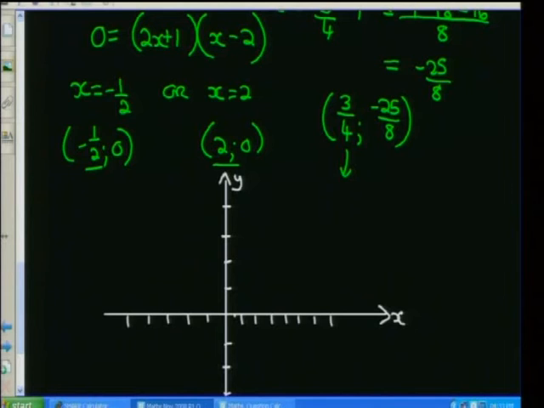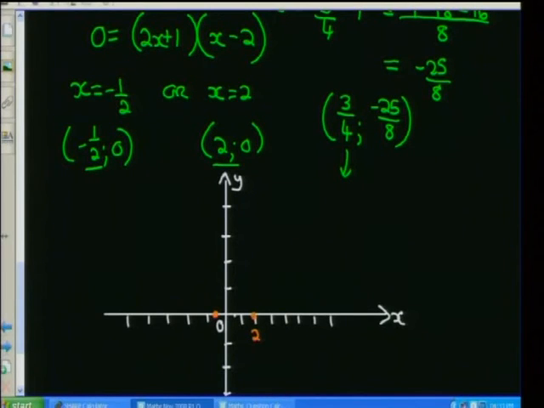For matric marking, I've always found that if they're going to penalize you, they take one question and they penalize you 1 mark for not labeling things correctly. So they won't consistently do that to every question you do on graphs, but it's a good idea to actually look at it. So this is going to be at minus a half. This one is at 2. Okay, and your axis of symmetry is at 3/4, which is about here somewhere.